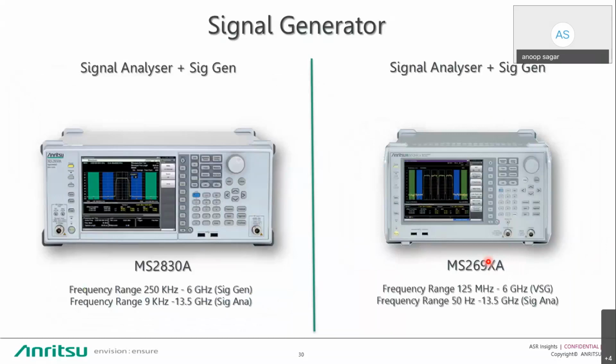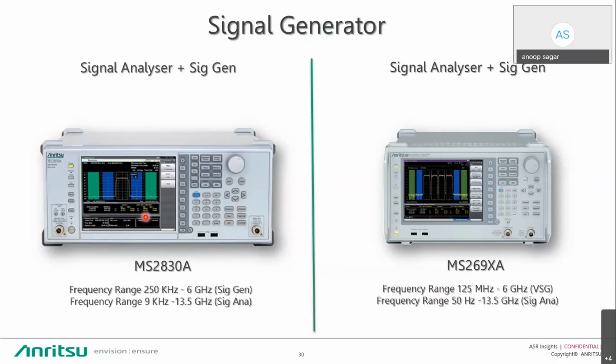Then we have some combination boxes with an analyzer plus signal generator. So this is the MS2038, which comes with a signal analyzer option and with a signal generator option. And this one is another model, again the same with an inbuilt signal generator and a signal analyzer. The advantage of a one-box solution is that it takes less space on your bench. You can generate simultaneously with the signal generator and measure with a signal analyzer. You can capture your signal with the help of the signal analyzer and regenerate it with the help of the signal generator.